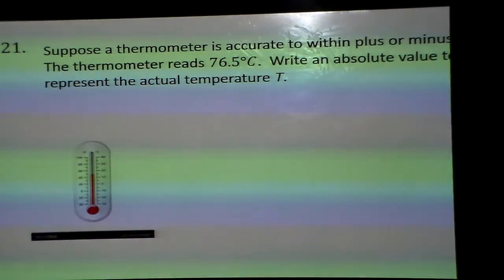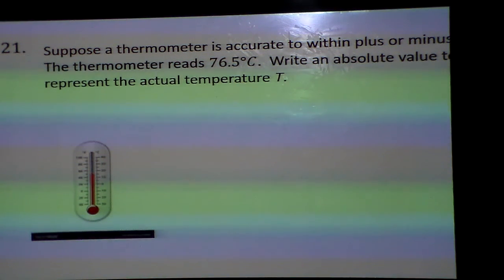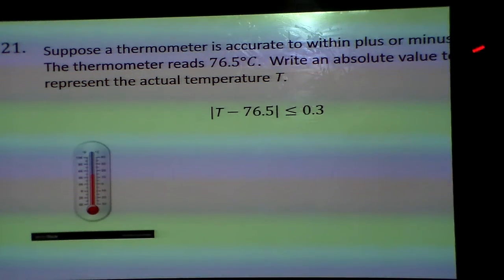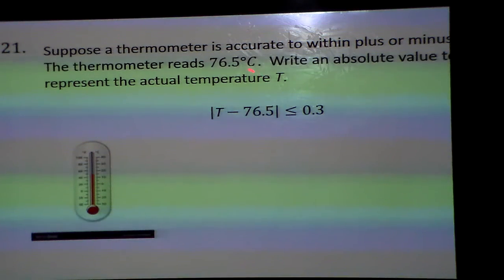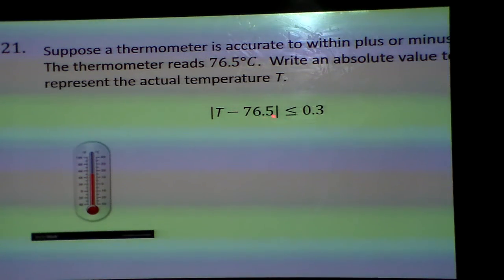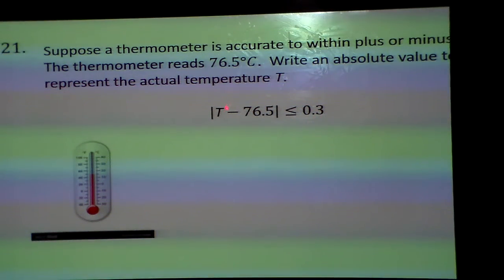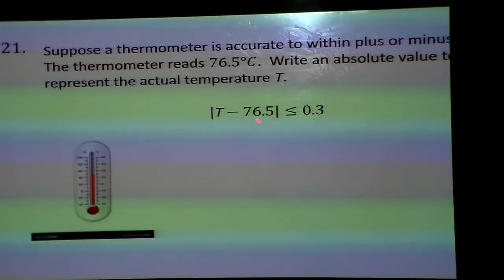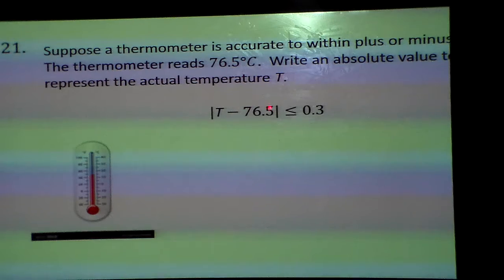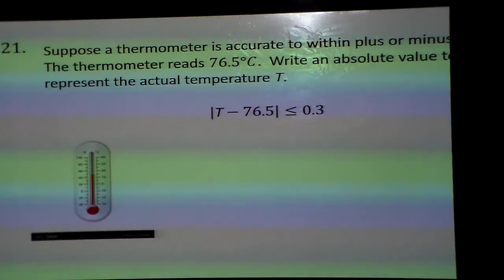Okay. 21 is this here. Suppose you've got a thermometer that is accurate within plus or minus 0.3 degrees of 76.5 degrees. I think there's a 0.3 missing there that you can't see. 0.3 right here. Okay. So basically we take the temperature. If we minus 76.5, if it's smaller than 76.5, it'll be a negative, but the absolute value of that will still be less than 0.3. And if it's a little larger than 76.5 and you minus it, it'll be positive. So that's how you write this answer. You're looking for an equation that will have this for an answer. There will be an absolute value with the variable here minus 76.5, less than or equal to whatever your variance is supposed to be.